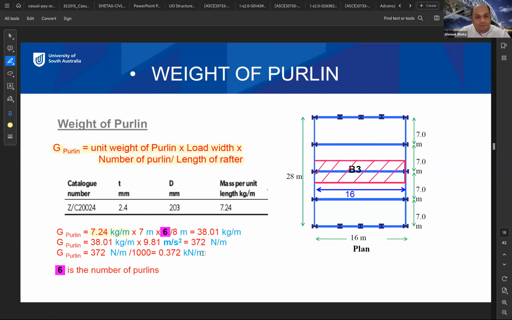Okay, so from the table, we get it as 7.24 kilogram per meter. Here is the problem. What is the problem here? As you mentioned earlier, Erin, we need to convert this unit. So 7.24 times 9.81 divided by 1000 to convert it from kilogram to kilonewton. And then times the spacing, which is 7 meter, times number of purlins.